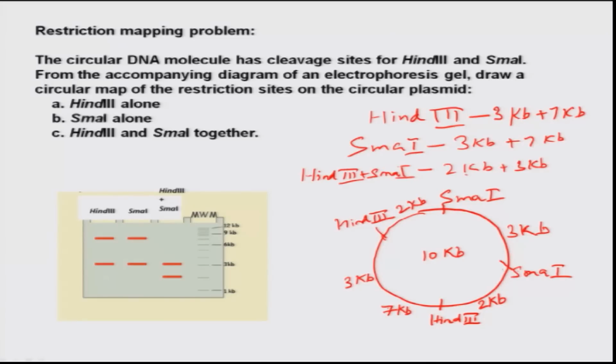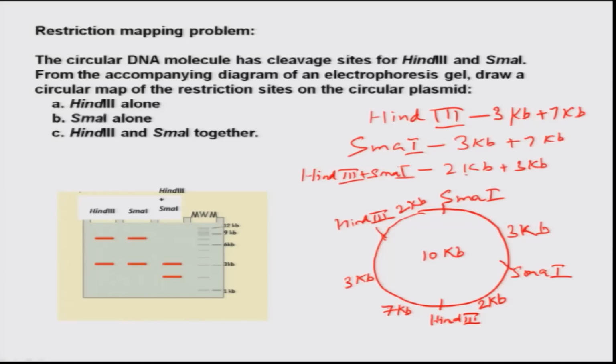So SMA1 yields a 3 kb and a 7 kb fragment. We see here this is a 3 kb fragment and this is 2 plus 3 plus 2, so this is a 7 kb fragment. Again HIN3 gives a 3 kb and 7 kb fragment. So this is a 3 kb fragment for HIN3 and this is a 7 kb fragment, 2 plus 3 plus 2. And again in the double digest we are getting HIN3 SMA1 2 kb and HIN3 SMA1 3 kb fragments.